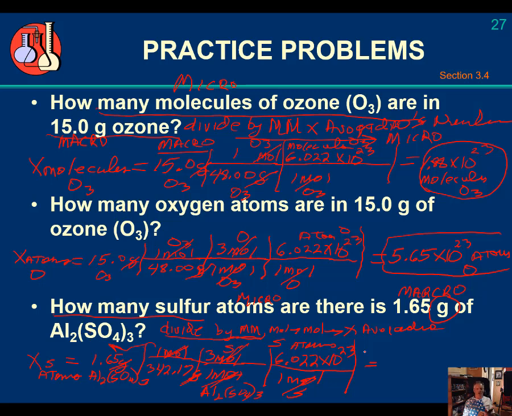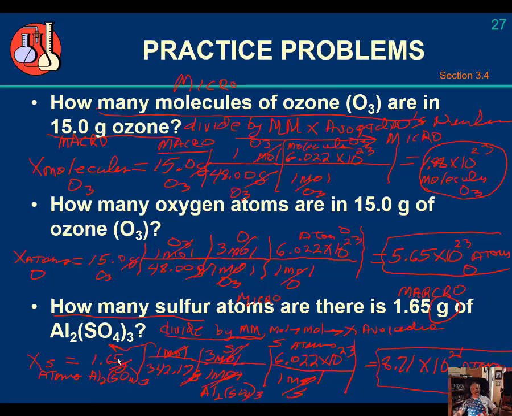And so, here we go. 1.65 divided by 342.17 times 3 divided by 1 times 6.022 times 10 to the 23rd. And that gives me, it looks like, 8.71 times 10 to the 21st. So 8.71 times 10 to the 21st atoms of sulfur. And that would be our answer.